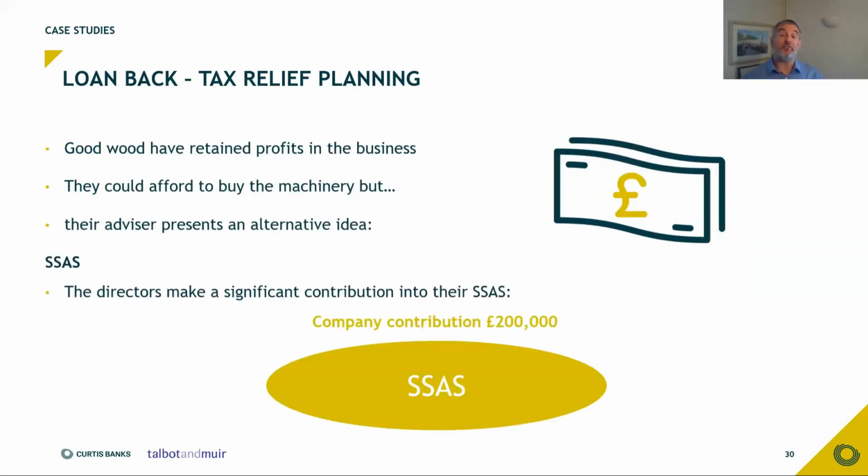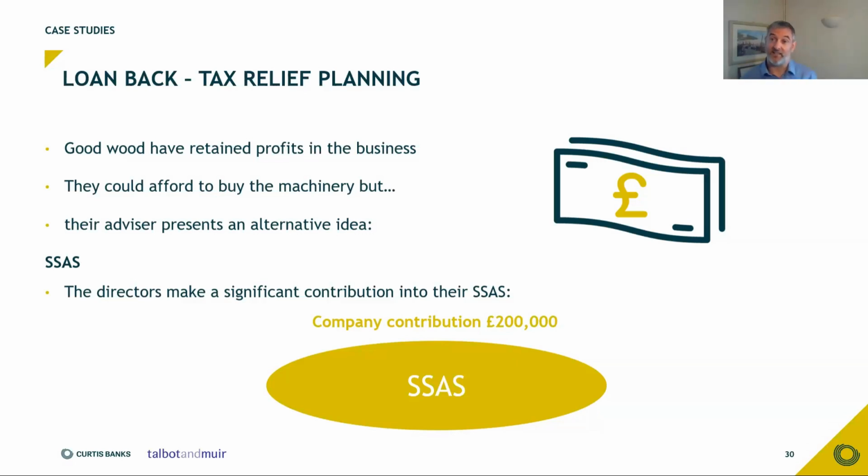Let's assume instead, rather than simply buying the machinery for £100,000, we'll assume there's enough retained cash in the business and that the directors have sufficient unused annual allowance and carry forward that the company can make a contribution into a SSAS of, let's say, for the purposes of my case study here, a total contribution of £200,000. Of course, this might not be necessary. There might already be monies in the SSAS, but let's assume we're starting from scratch.